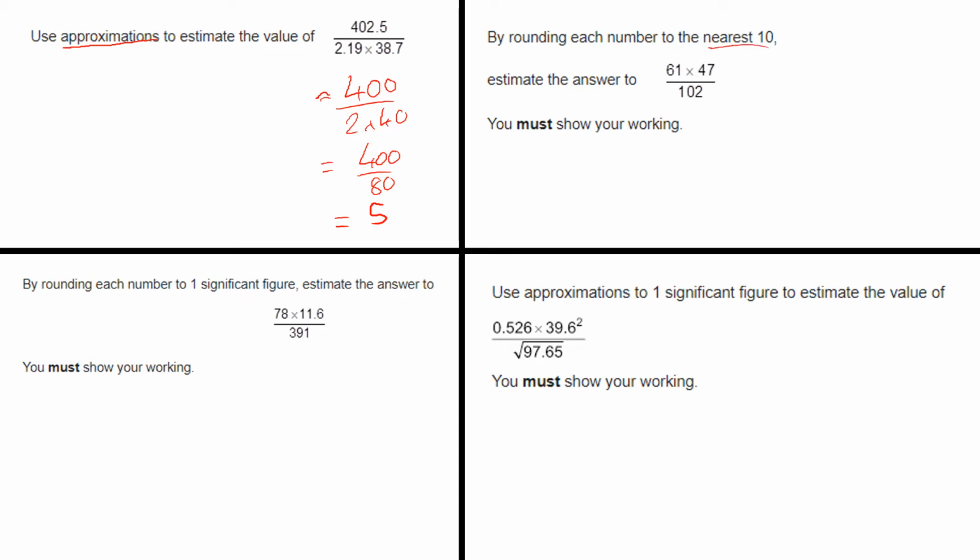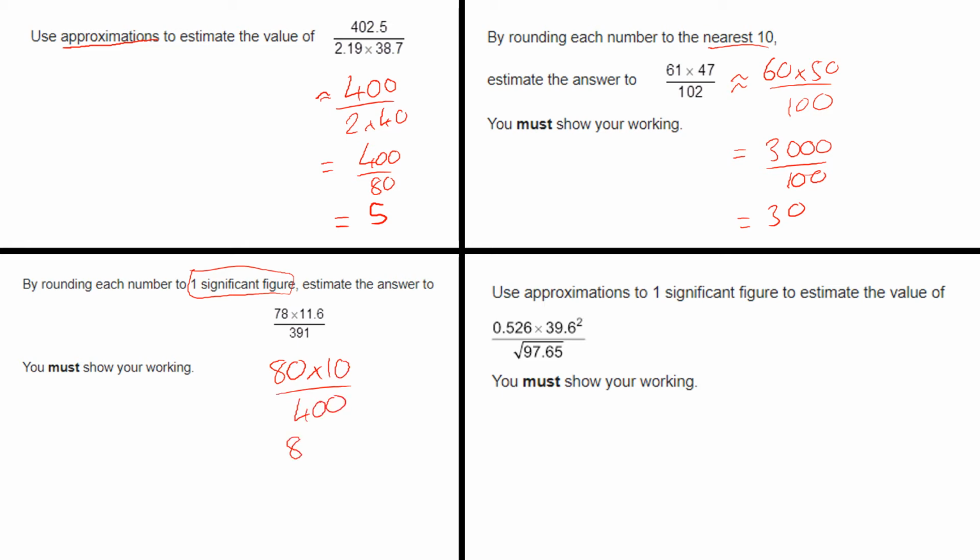The next ones tell you what you have to round to, nearest 10. So we know we have to change this to 60 times 50 over 100. That's going to give us 3,000 over 100, which is just 30. The next one, significant figure. So that is going to change this to 80 times 10 over 400. So we've got 800 over 400, so that's just 2.